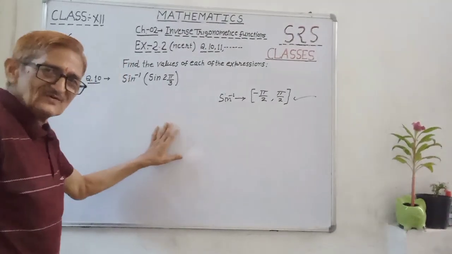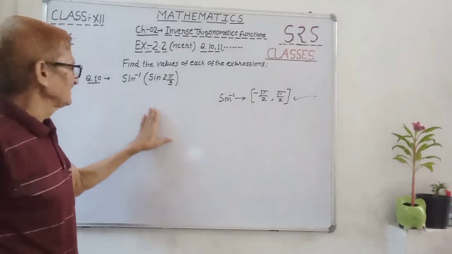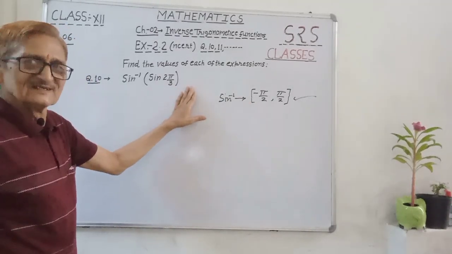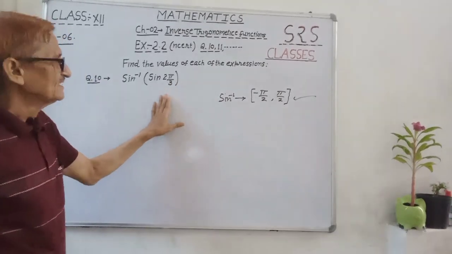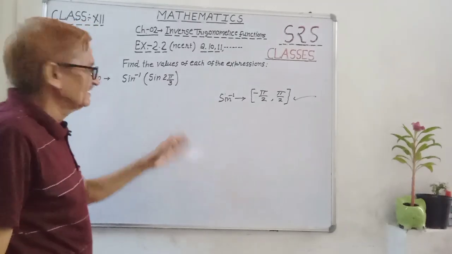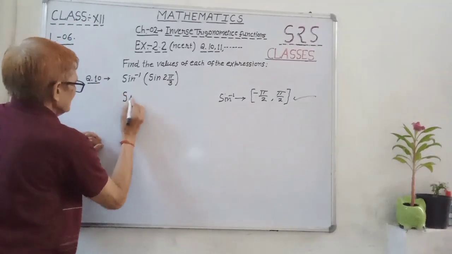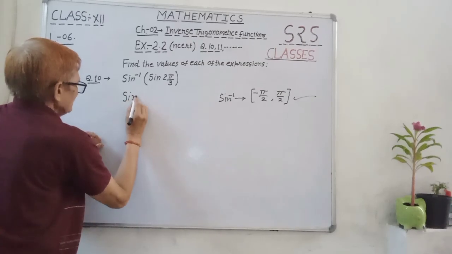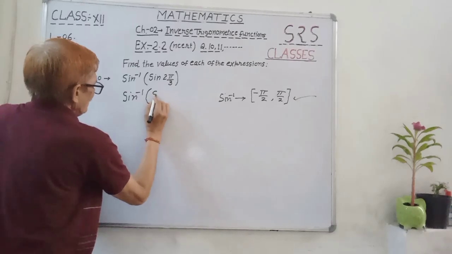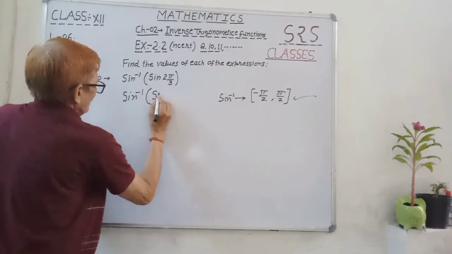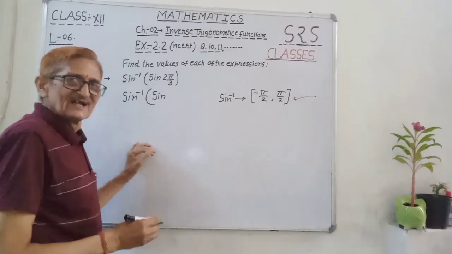Now this 2 pi by 3 is not in this interval, so we can't say this value is equal to 2 pi by 3. If it were in this interval, then we could say it directly. So we should simplify this to bring it into this interval. How can we do that? We can break this. Sin inverse, sin of 2 pi by 3.